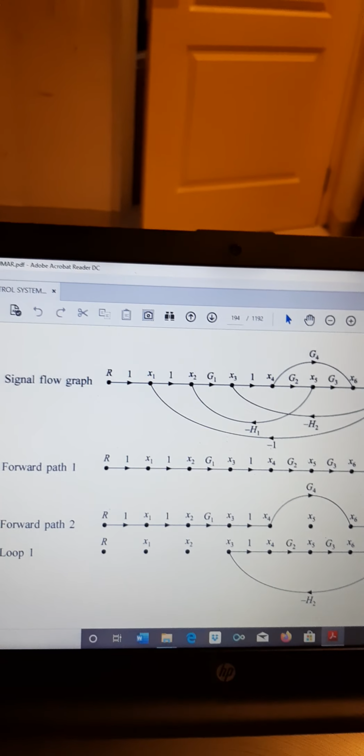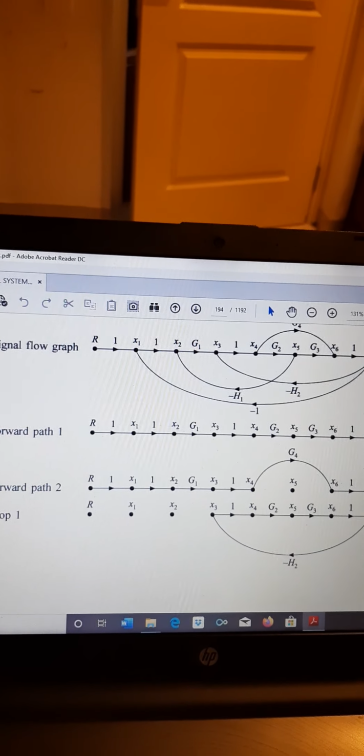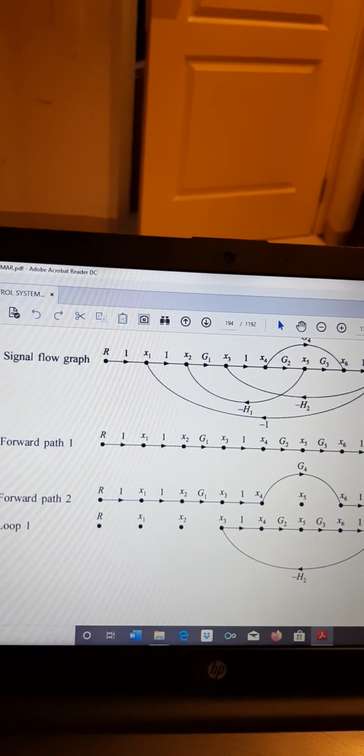Now you have to find the loops. How many loops?